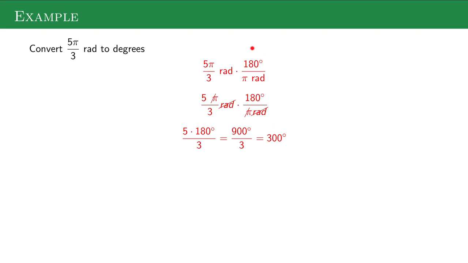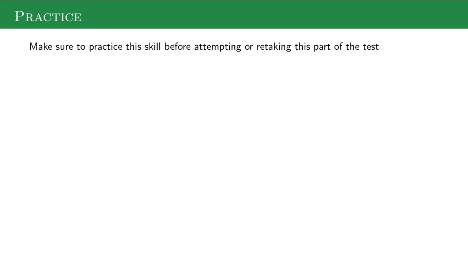Again, really all just comes down to making sure you write this fraction in the right order and then just canceling out the things that you can. All right, so now you can convert backwards and forwards between degrees and radians.